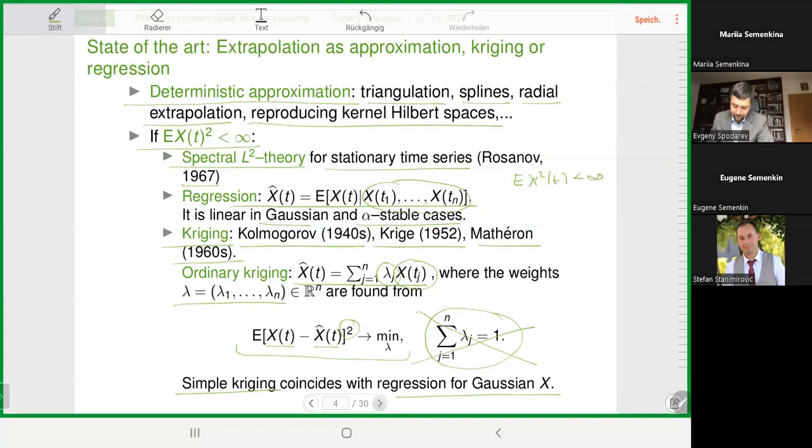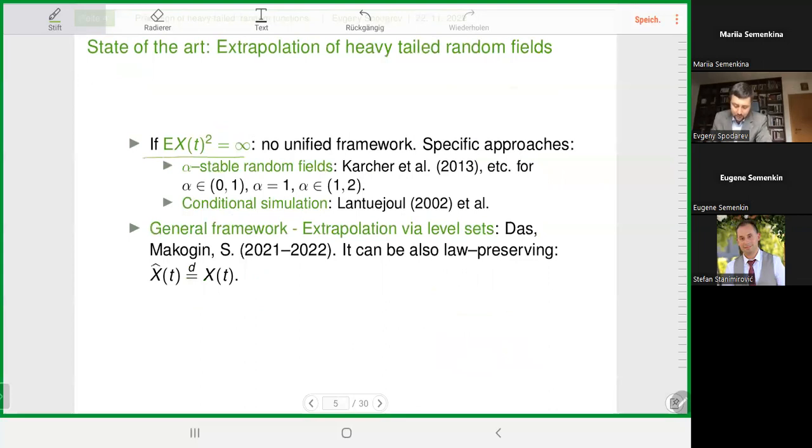So if there is no finite variance, the situation is very ugly. There is no unified framework, and there exist some specific approaches which are tailored to very specific classes of random processes. For instance, for alpha stable random fields and time series, there are some papers which consider different heaviness of the tails, with the parameter alpha between 0 and 1, equal to 1, and from 1 to 2. And I was involved with some of those papers. And there is a more general framework, which is called conditional simulation. It is even given for max stable random processes, but it is very computationally intensive. Conditional simulation means that you simulate your process, conditioned on the observations which are given being preserved. So the surface goes through these observations.